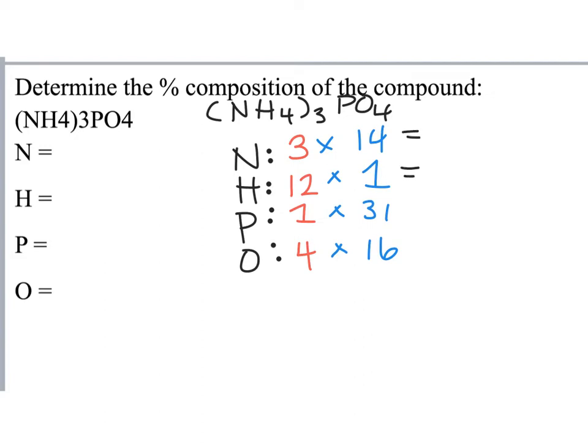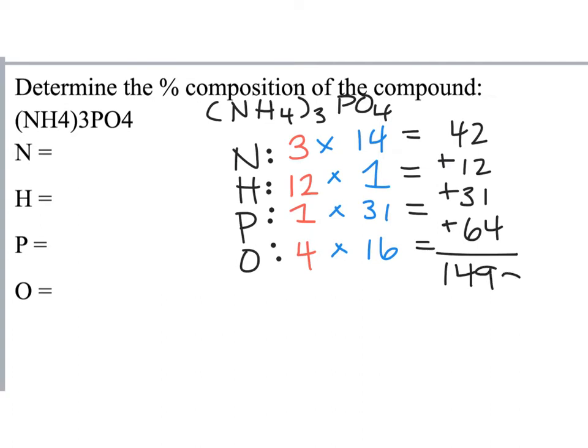Multiply these all out and add them together. This is going to be 42 plus 12 plus 31 plus 64. I'm then going to add all of these up, and we are going to get 149 grams per mole. Now, this is not the end of the problem. All we've done is discover the overall mass of this substance here. We still need to figure out how much each one contributes on its own.